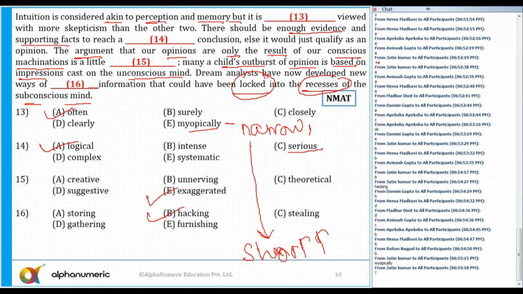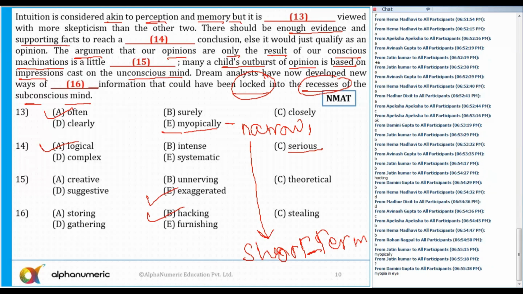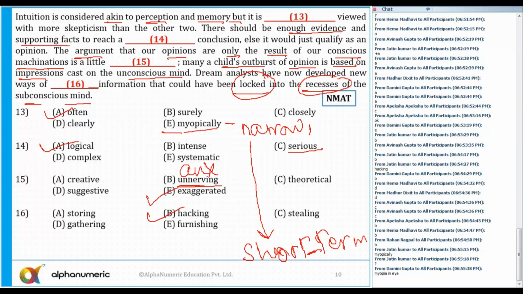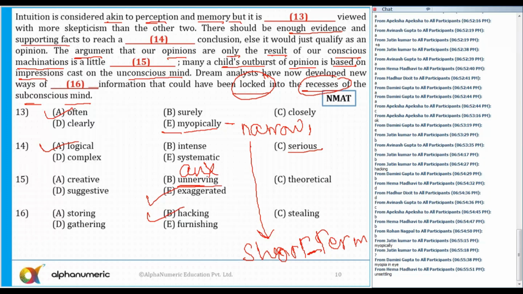Okay, very narrow way. If something is unnerving, what does it do? If something is unnerving, it makes you anxious. Yes, it unsettles you. It troubles you. So I don't know why many people marked unnerving. That is not true. All the words were easy.